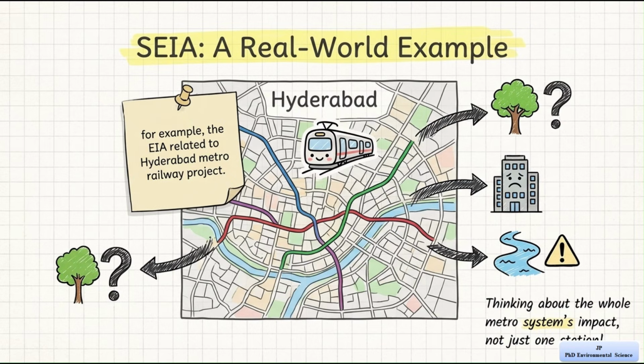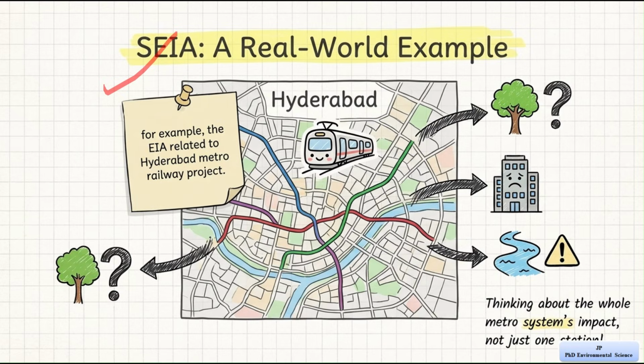So this slide shows how strategic EIA works in reality. The example talks about the Hyderabad Metro Railway project. Instead of studying just one station or one small part, SEIA studies the entire metro system. The main idea of this example is that SEIA looks at the big picture, not one station or one small area, but the whole metro network, whole city impact.